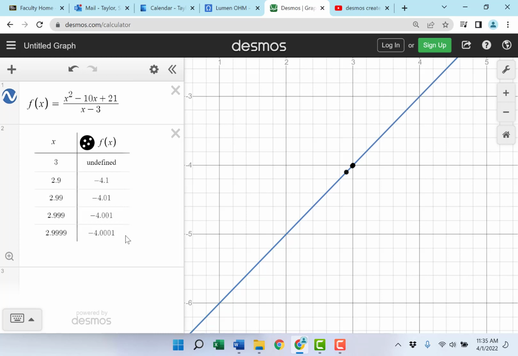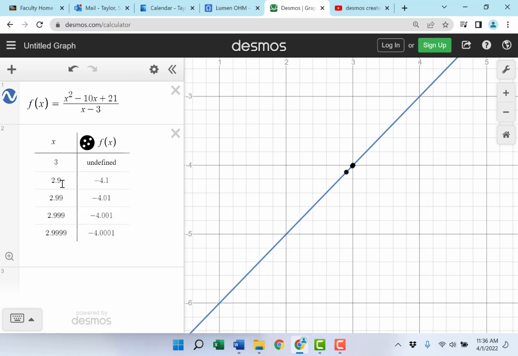The closer we get to x is 3, the closer the y values get to y of negative 4. But remember that this function will never actually attain a y value of negative 4 because when x is equal to 3, the function's undefined. So there are points on the graph on the left side that get closer and closer to the point (3, negative 4), but they never actually attain the point (3, negative 4).